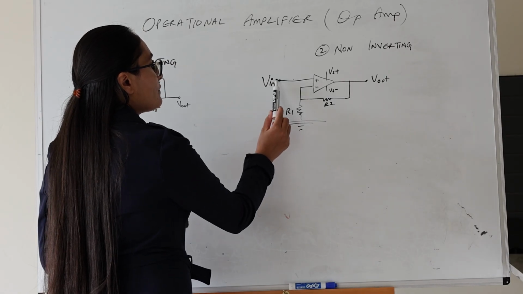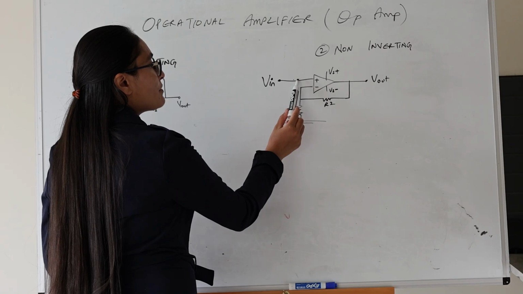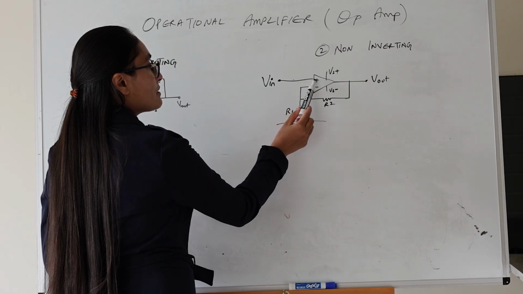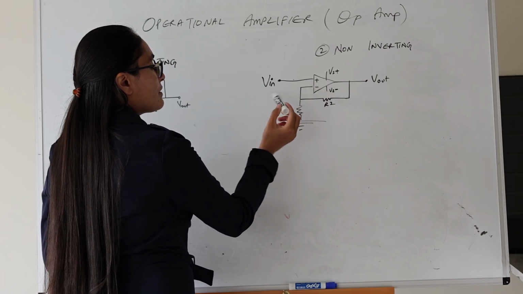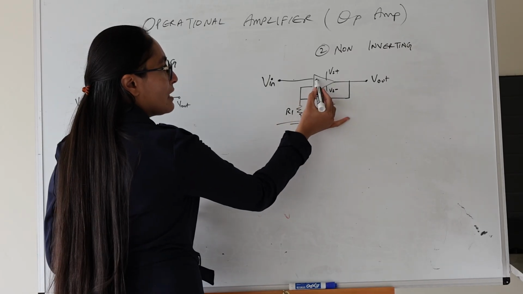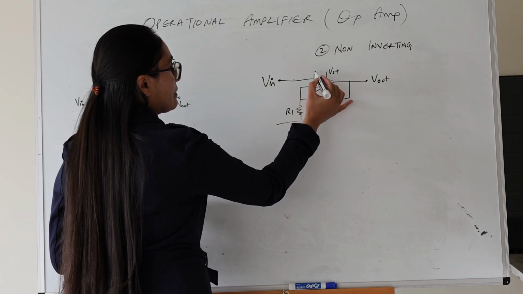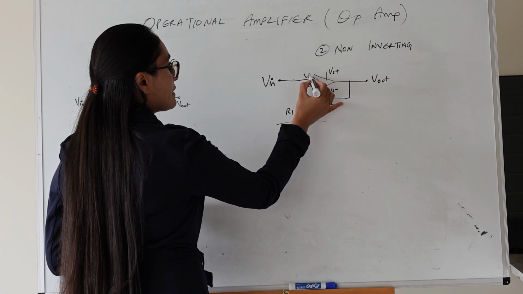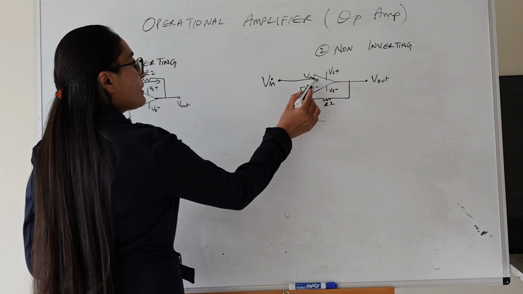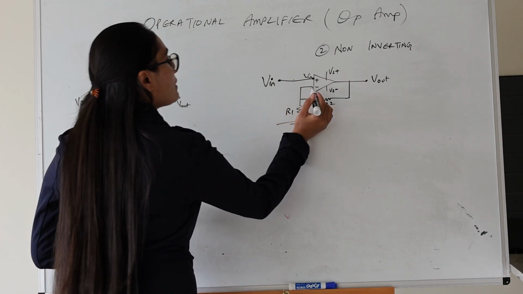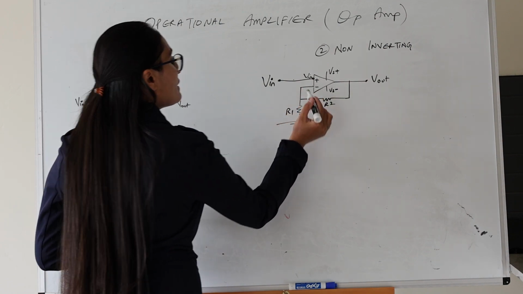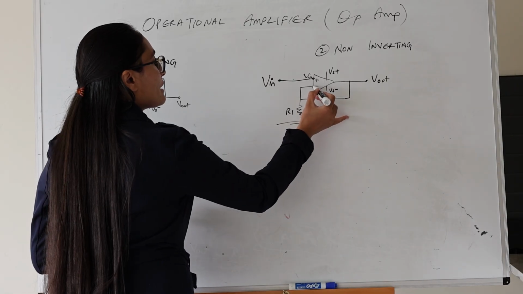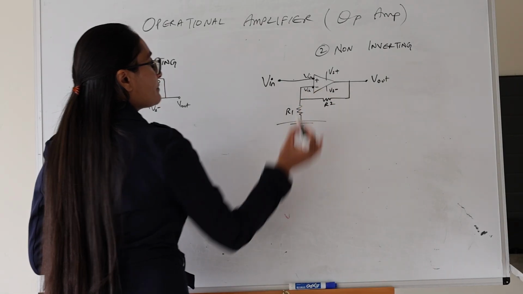However, we know that the Vin here does not have any resistor connected between this terminal and this input. Therefore, this V plus is simply equal to Vin. So the voltage at this point is Vin. And since the voltage of this and this must be equal according to the rule again, the voltage at this point is also Vin.